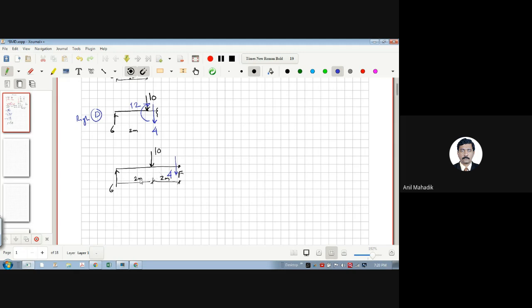And what will be the moment at this point? Moment is 6 into how much? 6 into 4, right? Till here the moment is clear, right? So 6 into 4, and this is a downward moment, so this will be clockwise, and this 10, that is minus 10 into 2. Is it making sense?